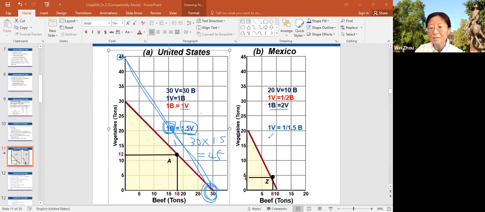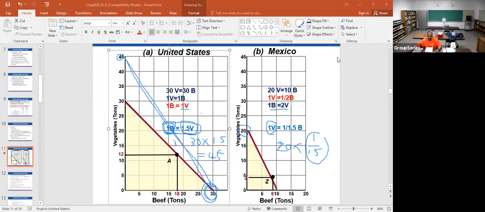Okay, so let's look at Mexico. I only make vegetables because I have a lower opportunity cost for making vegetables. The maximum vegetables I can make is 20. So if I sell all my vegetables, how many beef can I get? Then 20 times 1 divided by 1.5. How did I get this number? I just flipped this one. You get this, right? Do I need to explain that? No, we get it. Okay, thank you.